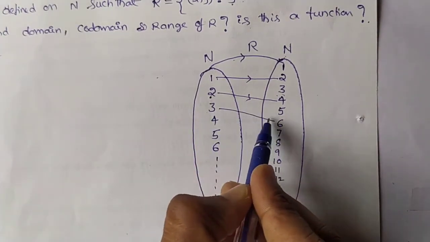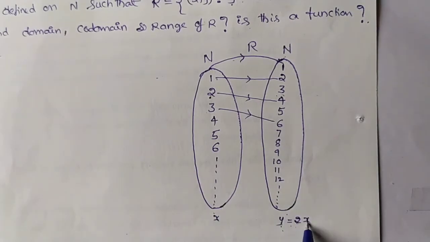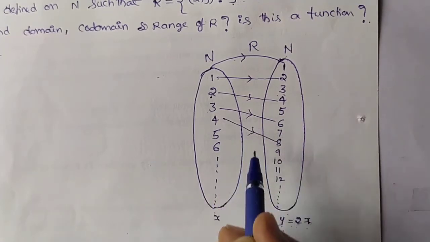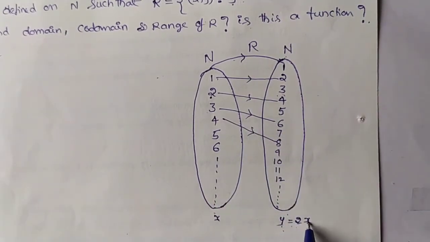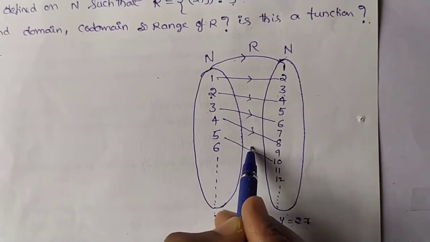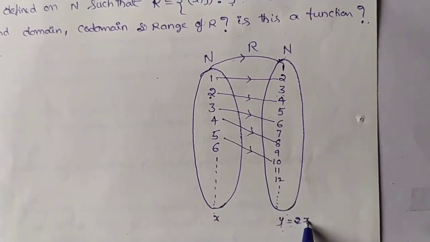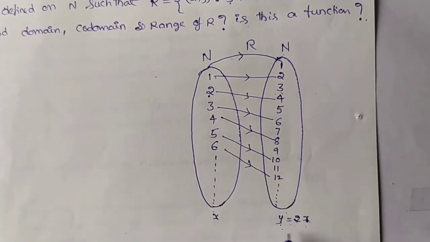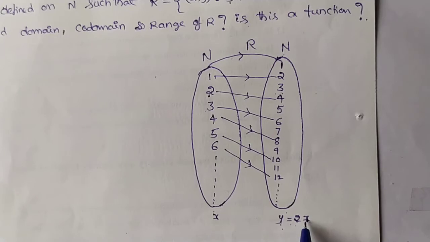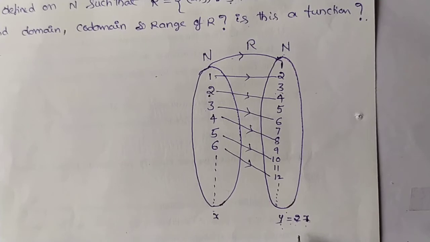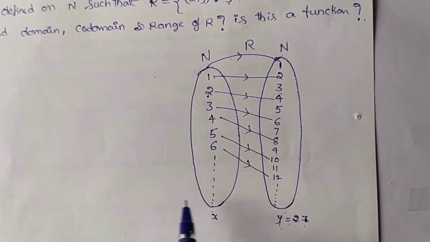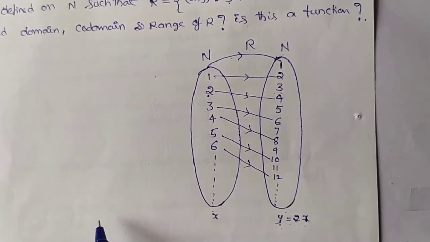3 twos are 6, 2 into 3. Next, if x equals 4, 2 into 4 is 8. If x equals 5, 2 into 5 is 10. If x equals 6, then 2 into 6 is 12. If x equals 7, then 2 into 7 is 14. Next, if x equals 8, then 2 into 8 is 16, right? Like this, we will define this relation.